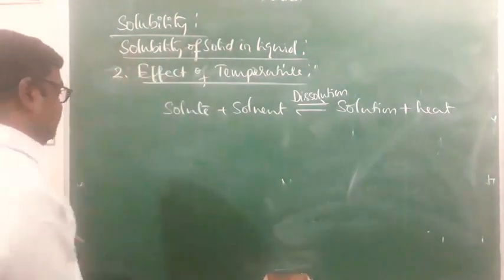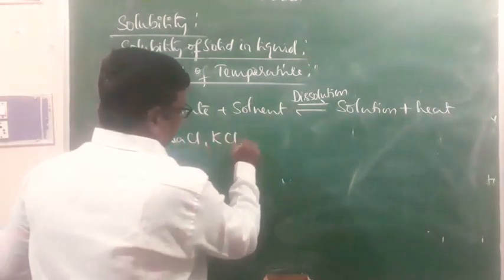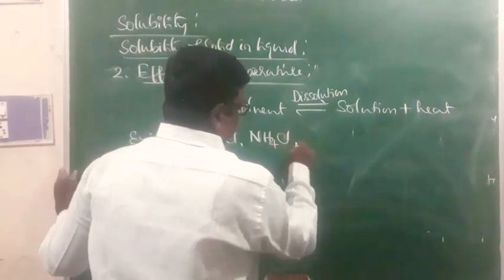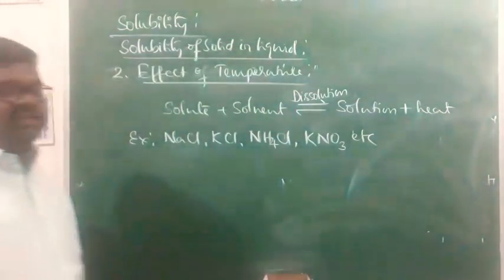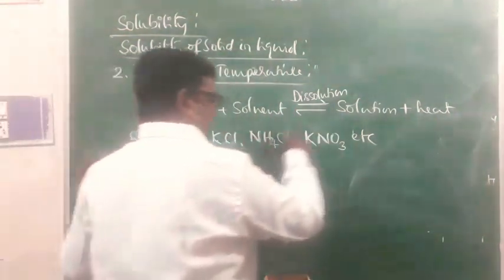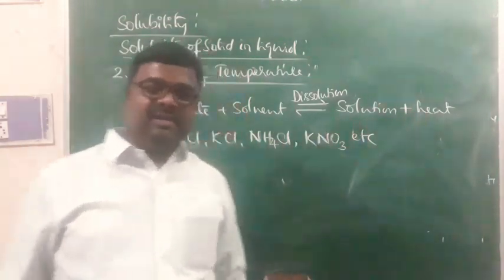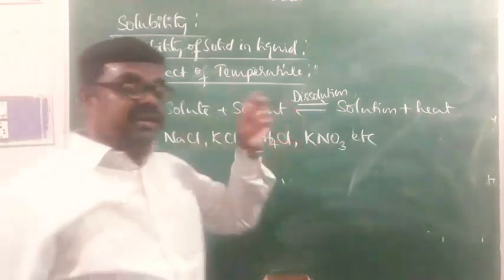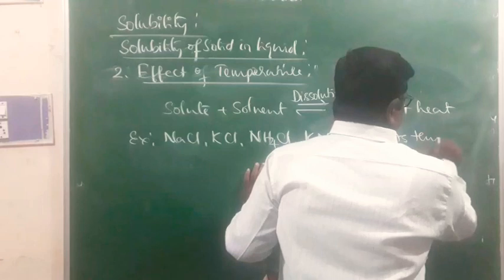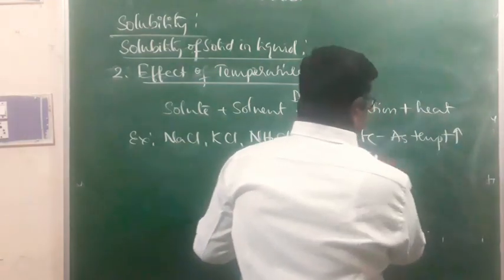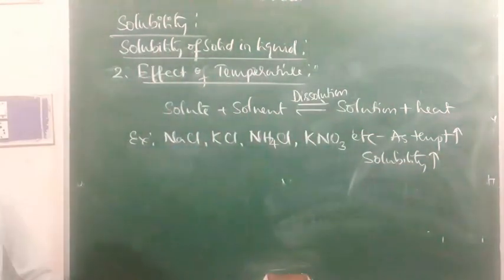For example, NaCl, KCl, NH4Cl and KNO3 are all examples of solutes. During the dissolution of these solutes, the process of dissolution of these solids is endothermic. Therefore, in these cases, as the temperature increases, solubility also increases.